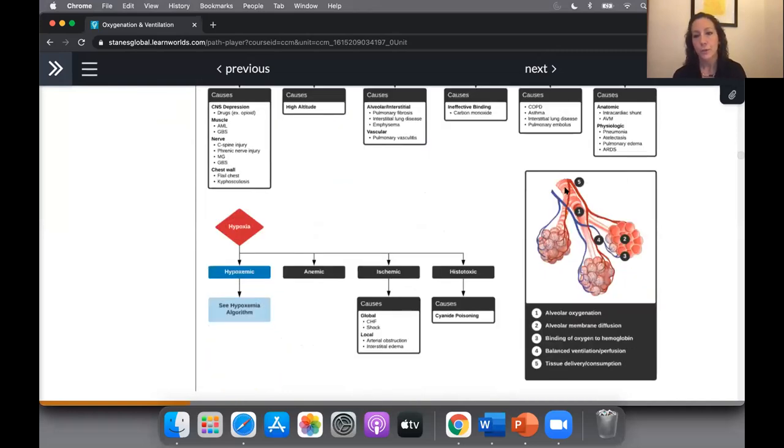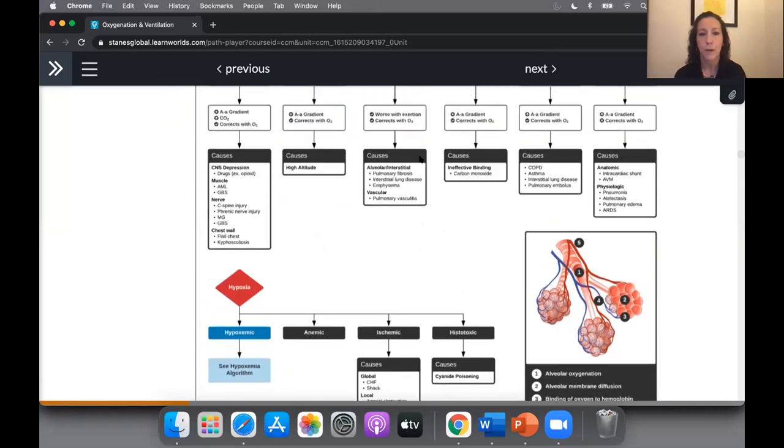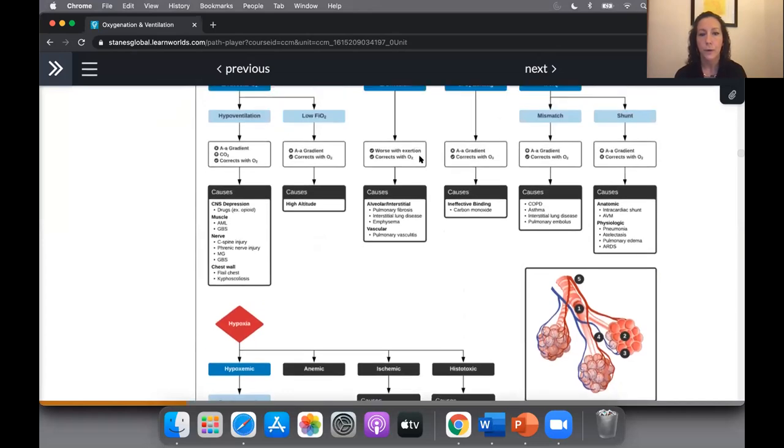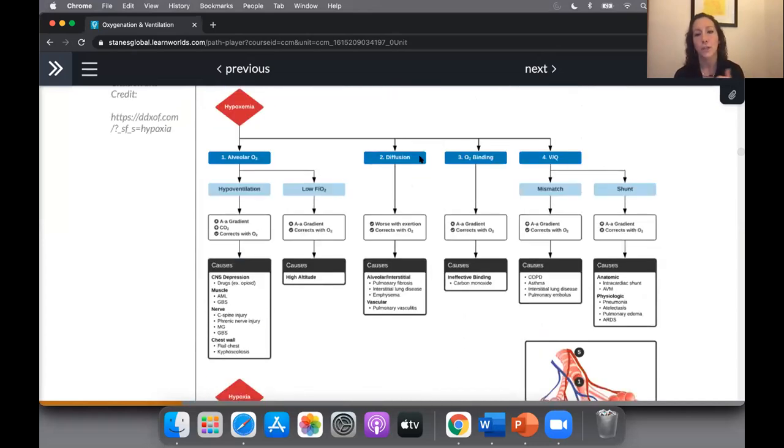Here shows a collection of three segments of alveoli. You can see the conducting airway down into the respiratory segments, and you have alveoli and capillaries surrounding it. Those numbers correspond to the numbers above, which is the anatomic level at which these problems can occur. So hypoxemia, again, is decreased oxygen into the blood.